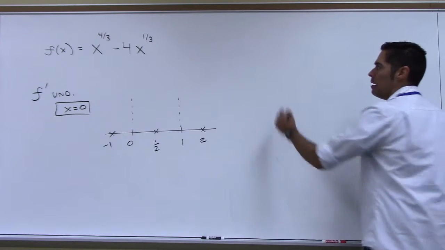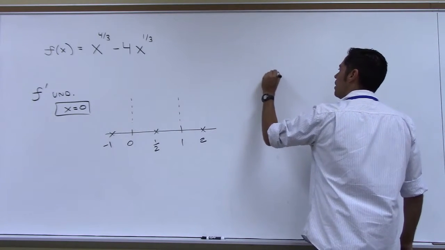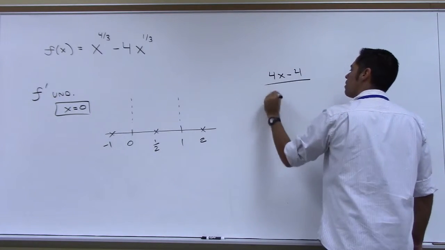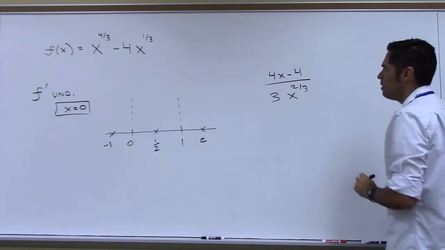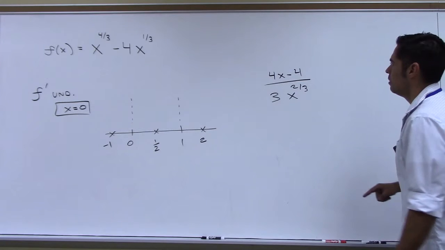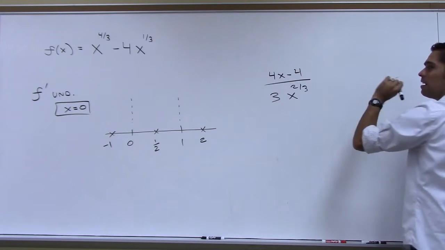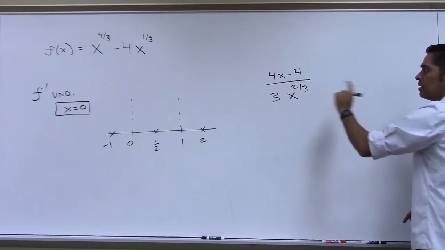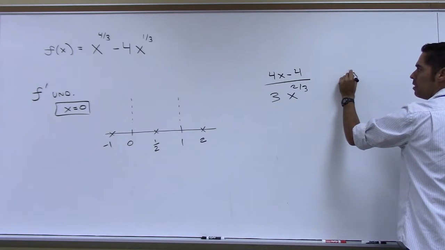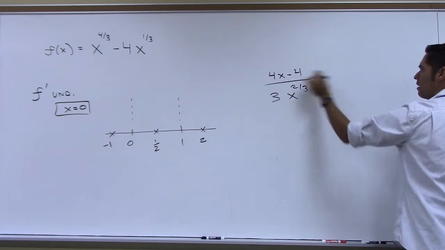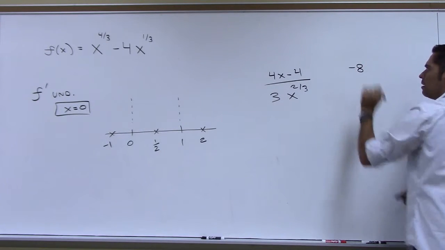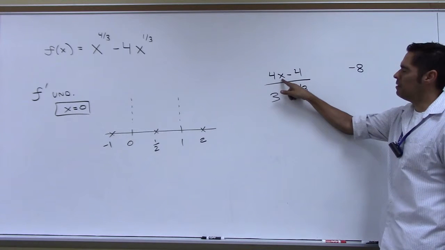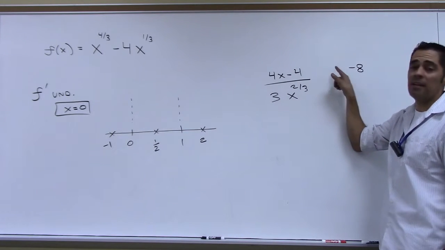All right. I just erased the derivative, but it was 4x minus 4 over 3x to the 2/3, right? That was our derivative. So I'm going to plug in -1. On the top, I only care about if this is positive or negative. Be careful, it's not 0. I plug -1 in here. -8 on top. So 4 times -1 is -4, minus 4 is -8.